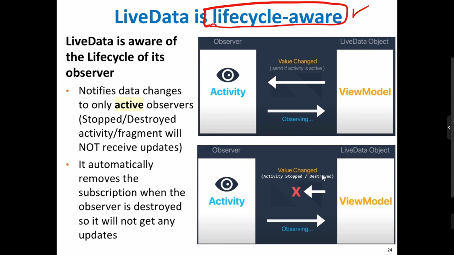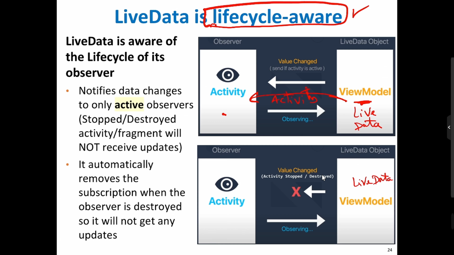Here is my activity and here is my ViewModel, and in here I have some data I am observing. Whenever there is a change, the ViewModel, the LiveData, will notify my activity. Now, if the activity is not in the foreground, not visible on the screen, the LiveData stops updating the UI or informing the UI.